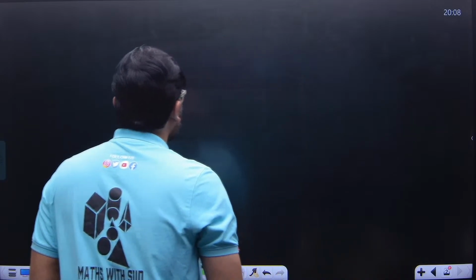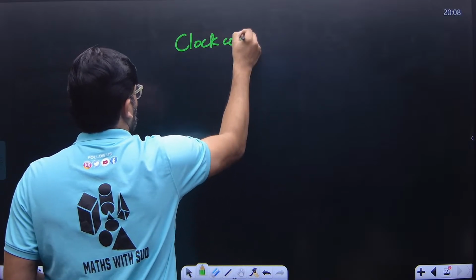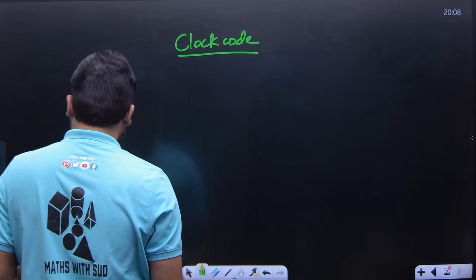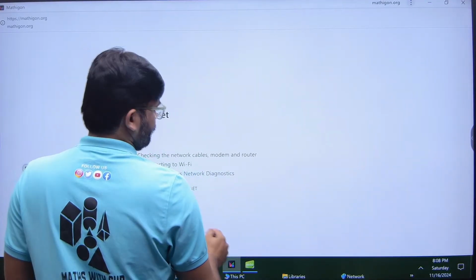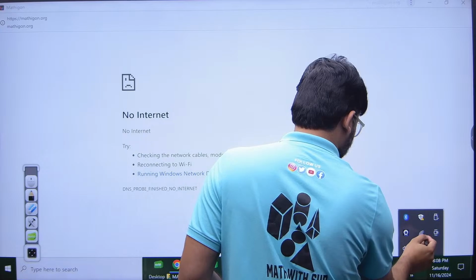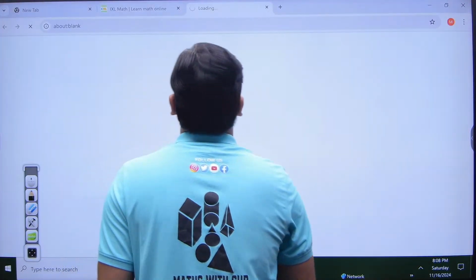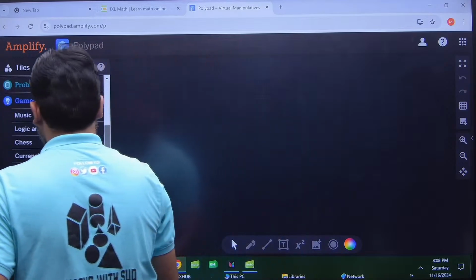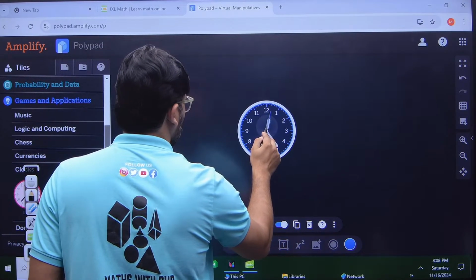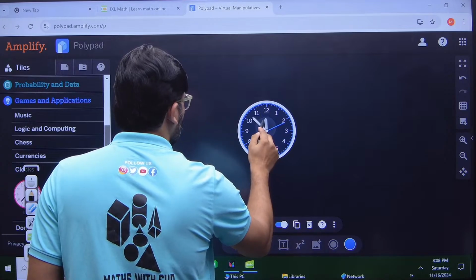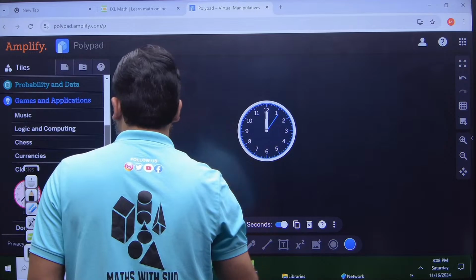Sometimes we also use the clock code. You know what clock code is? It's like how the hands of a clock work. Can you see this clock? Okay. So suppose we assume that it is 12 now.